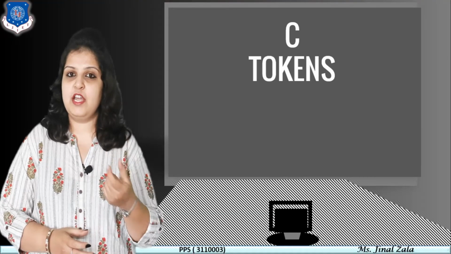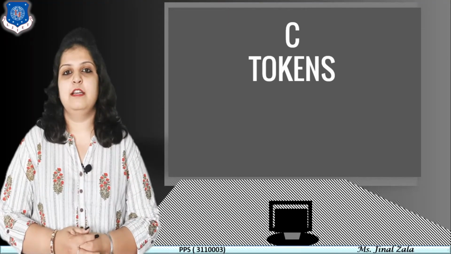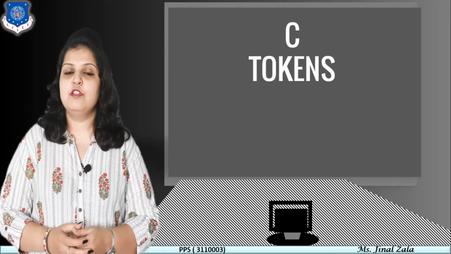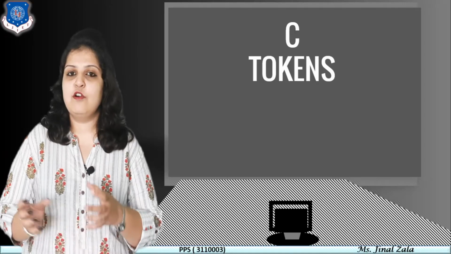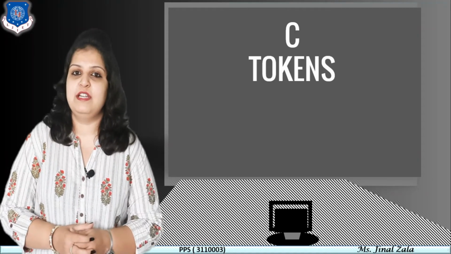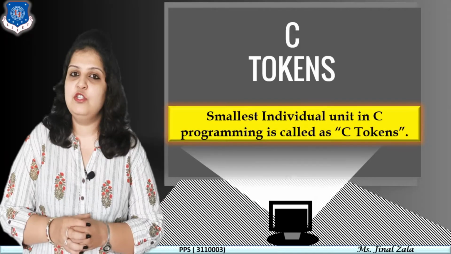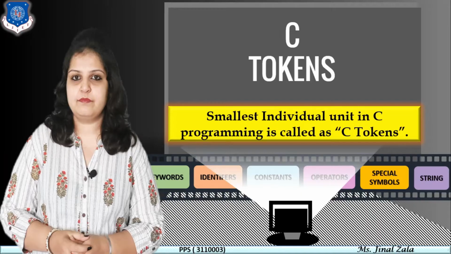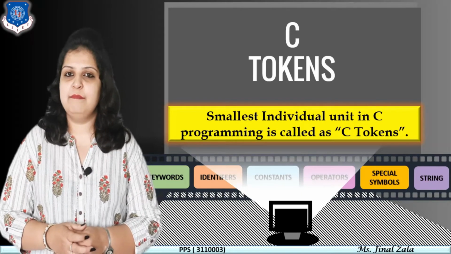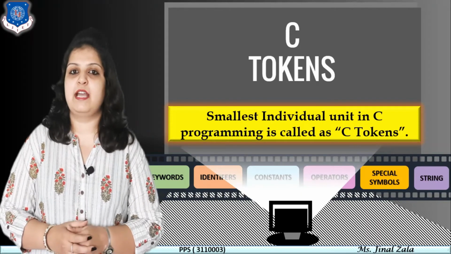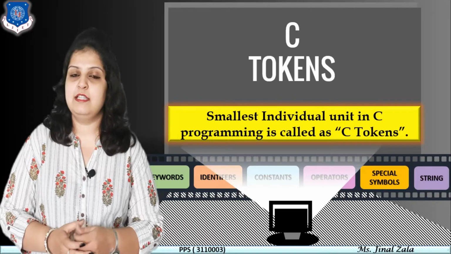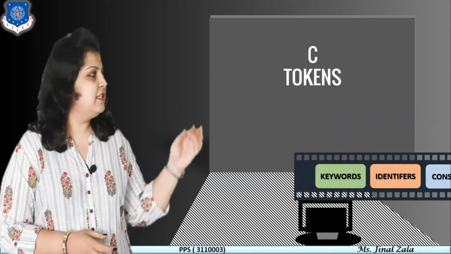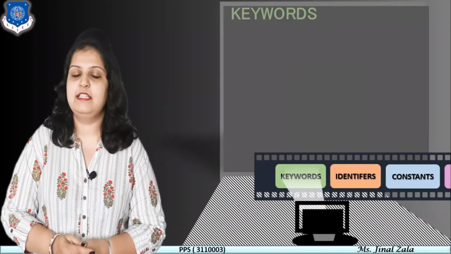In a program each and every word has some fixed meaning. When the compiler executes the program, the compiler mainly categorizes all these words into smallest units, and these smallest individual units in our programming are called C tokens. These tokens are mainly categorized into 6 different categories, and today we will see these 6 different categories with examples. So first of all, start with the very first category, that is keywords.